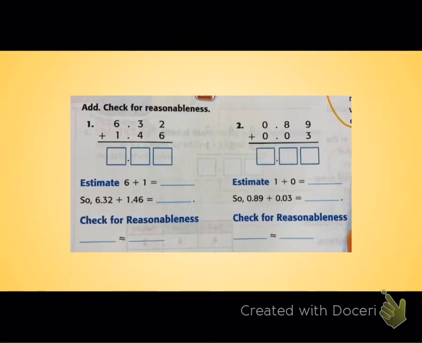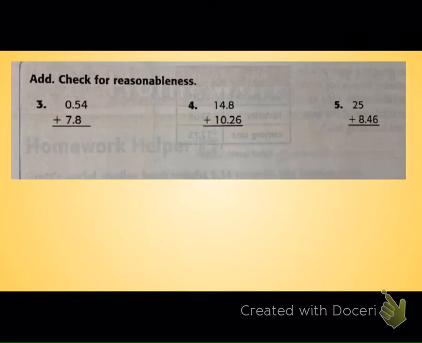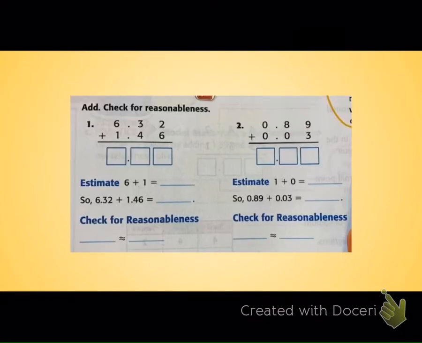All right, let's go ahead and estimate these first. So you can see they have done that. All right, the first thing we want to do is estimate. So they have done the estimating for us. It is around 7. 6 plus 1 is 7.